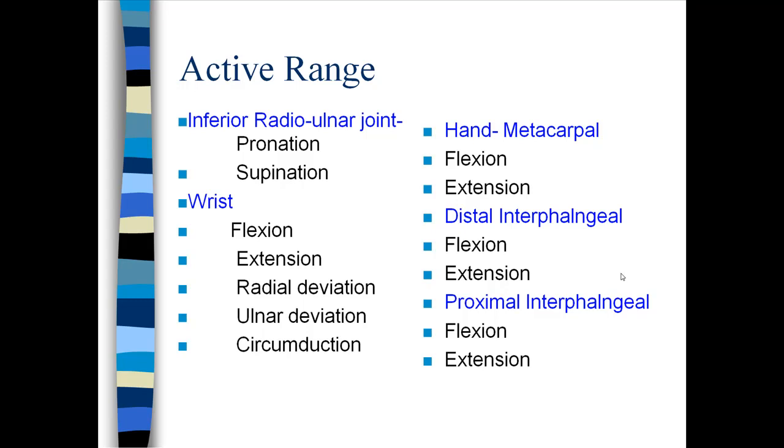When looking at the movements, we must consider the radial ulnar joint, so we must check that the patient has complete pronation and supination. The wrist, the physiological movements are flexion, extension, ab and adduction, or radial and ulnar deviation, and the combined movement of circumduction. We must check movement of metacarpal relative to carpus, metacarpal relative to phalanx, and interphalangeal joints.